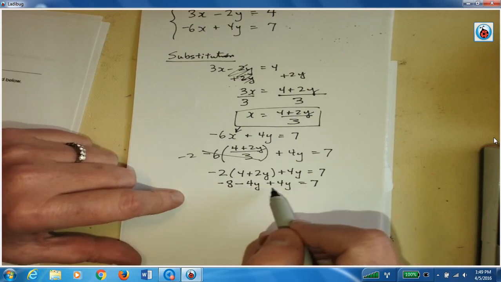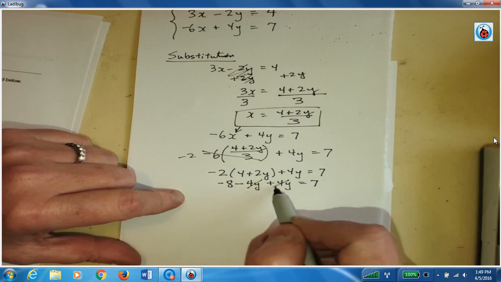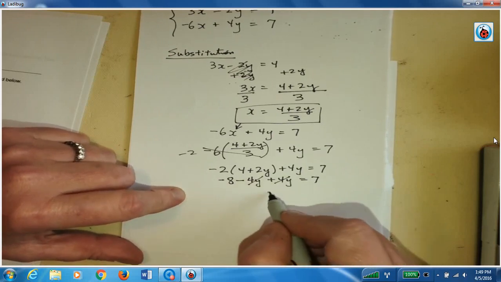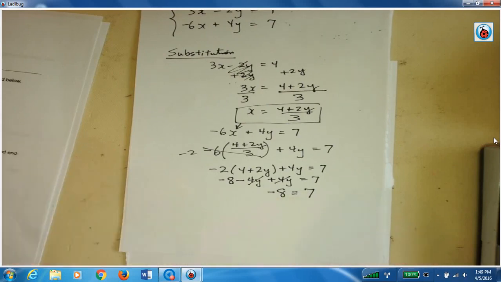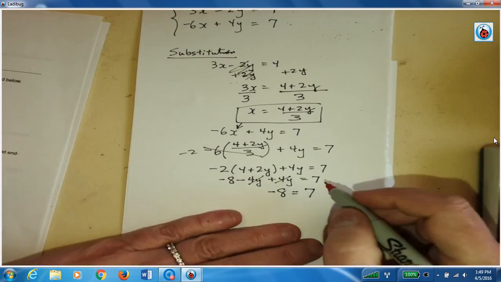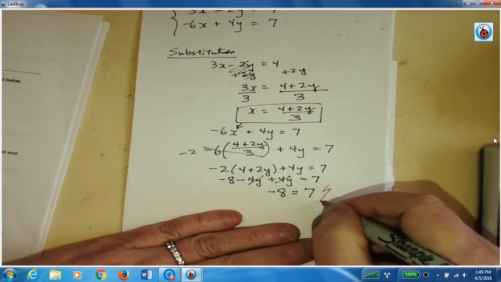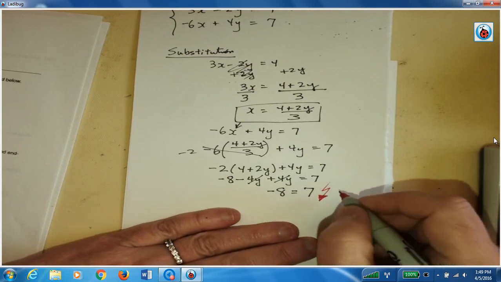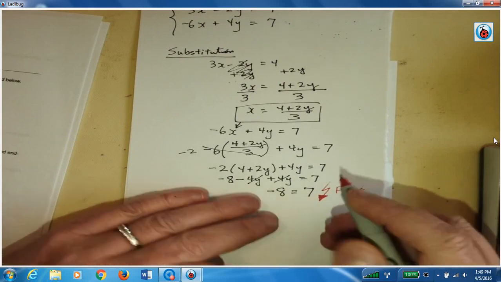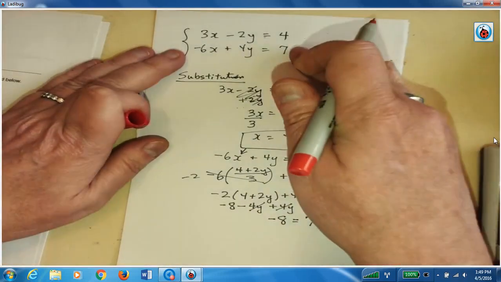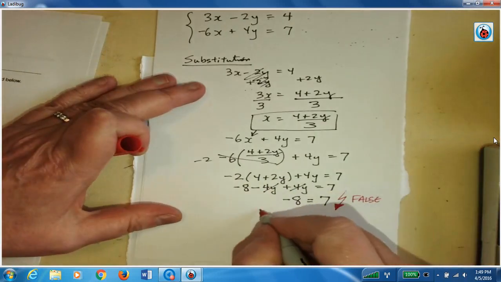Now, minus 4y plus 4y, they cancel. And what am I left with? I'm left with negative 8 equals 7. Well, that's not true. Negative 8 doesn't equal positive 7. So what we have here is a contradiction. So I have a false statement. This is a contradiction. And so there is no solution to this.